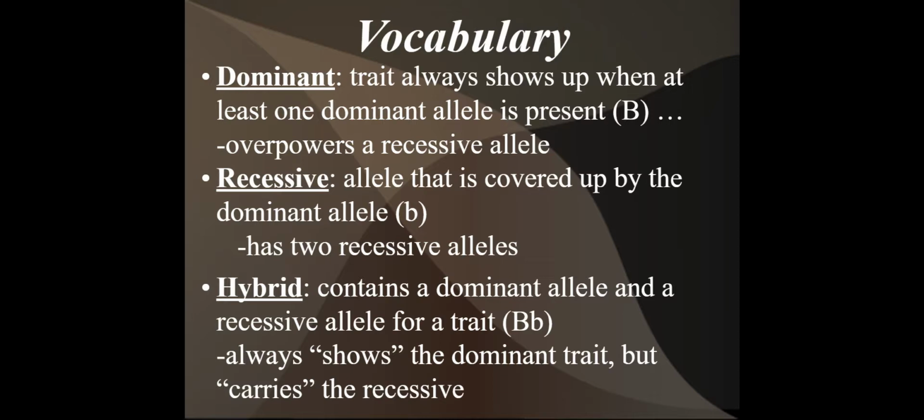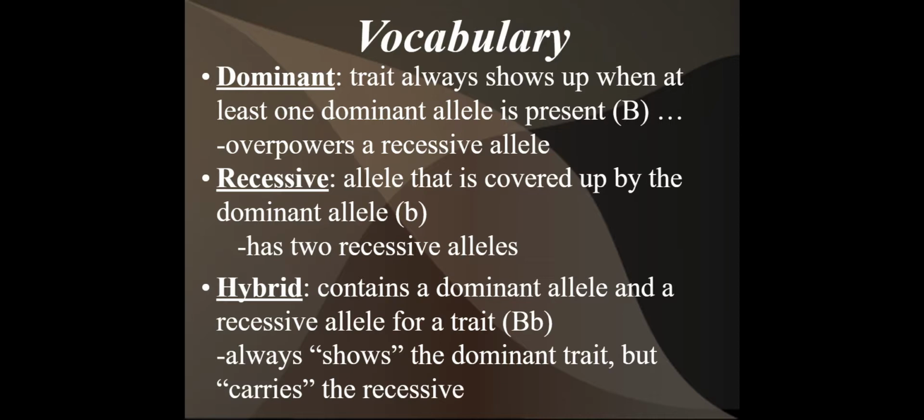Recessive is the allele that gets covered up by the dominant. You're only going to see a recessive trait if all the alleles are recessive and there are no dominant alleles present. Think of recessive as being a weaker one. Blue eyes is recessive. So if you have blue eyes, all your genes for eye color are going to be blue. You have all recessives. There are no dominant genes there to overpower your recessive.